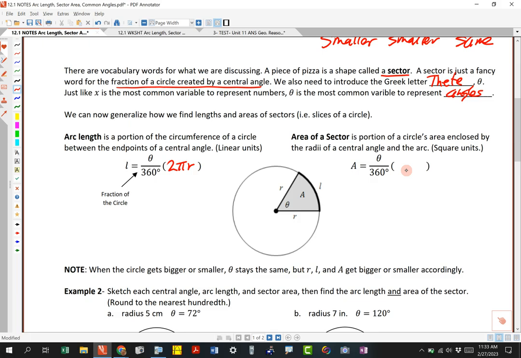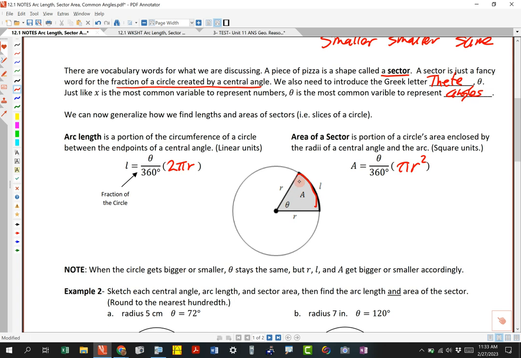You had it figured out earlier. Pi r squared. Pi r squared, okay? So if you're figuring out the length, the arc length is this piece right here. That's the pizza crust right there. Then we use this formula. It's that fraction of the circle determined by that central angle divided by 360 times the entire circumference. It's that portion of the circumference.